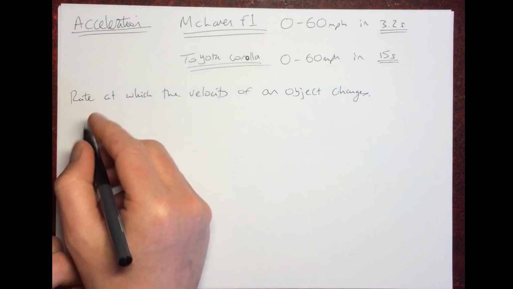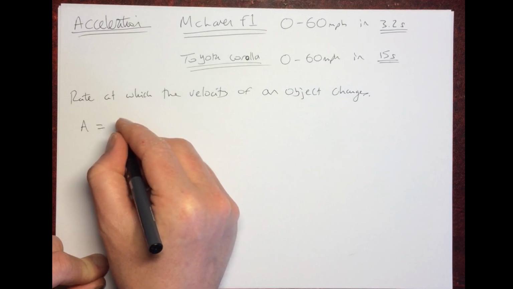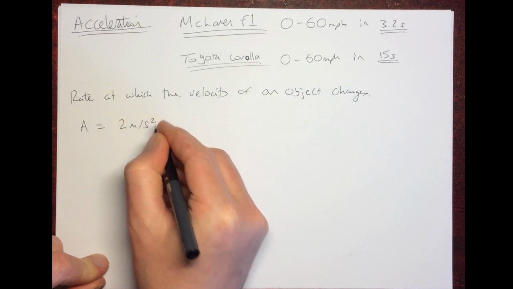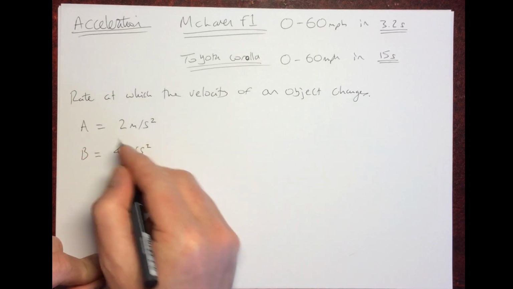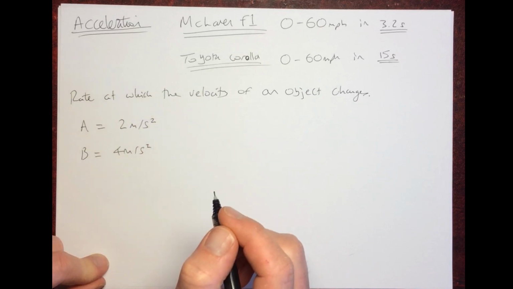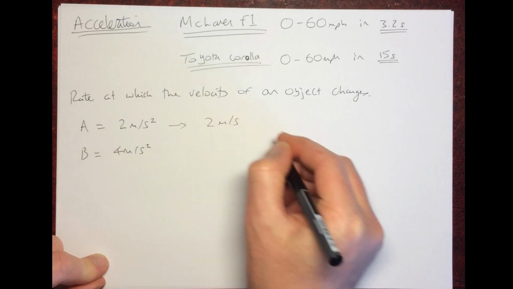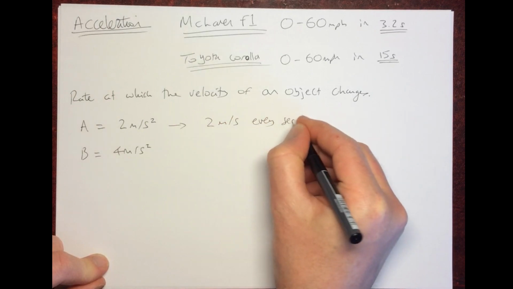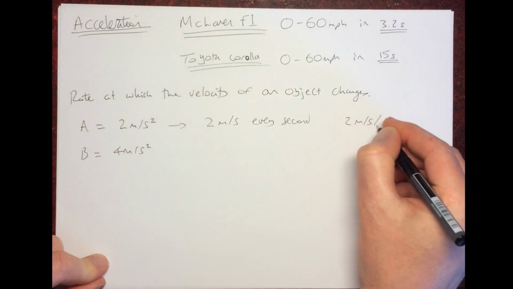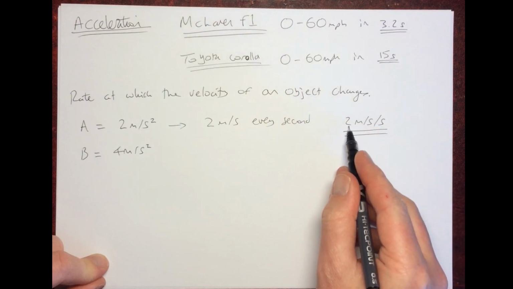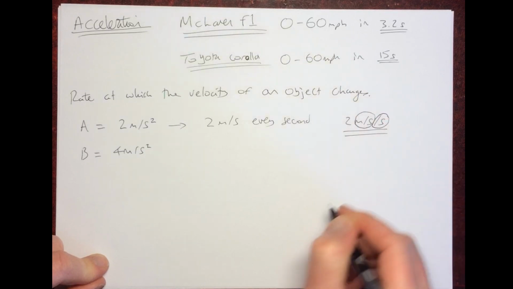So if you look at two other examples here, let's say we've got some object A that has an acceleration of 2 meters per second squared, and an object B that has an acceleration of 4 meters per second squared. Well, what does this mean? We measure acceleration in meters per second squared. It means that this object can increase its velocity by 2 meters per second every second, because another way of writing 2 meters per second squared is 2 meters per second, per second.